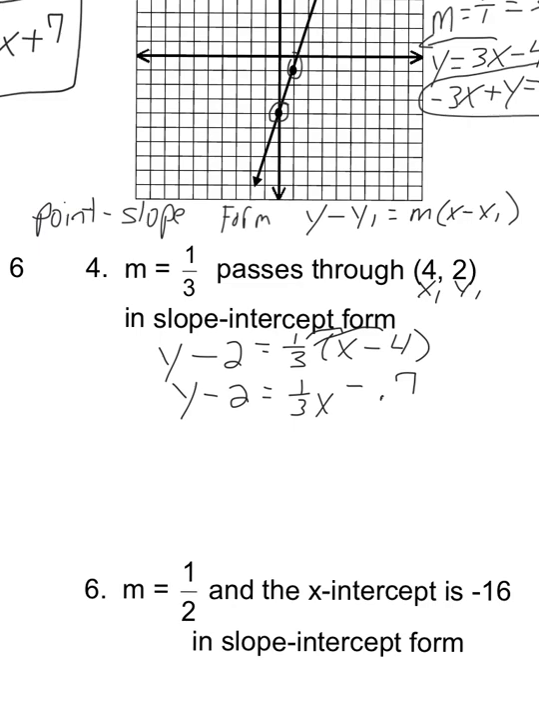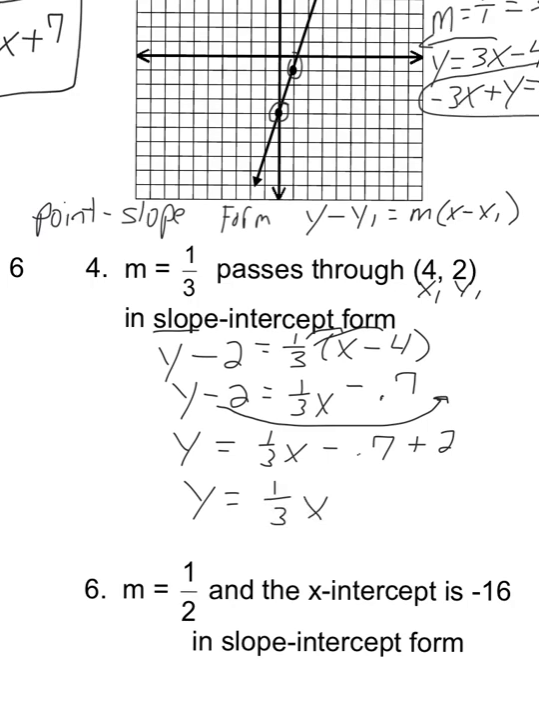Okay, last step. It wants it in slope-intercept form, so that's y equals form. This is y minus 2. We want it to be just y equals, so I have to get rid of that minus 2. I have to take it across the bridge. And y now equals 1/3 x minus 0.7. That -2 came across as a +2. I can go ahead and combine those. So y equals 1/3 x plus 1.3. That is in slope-intercept form.